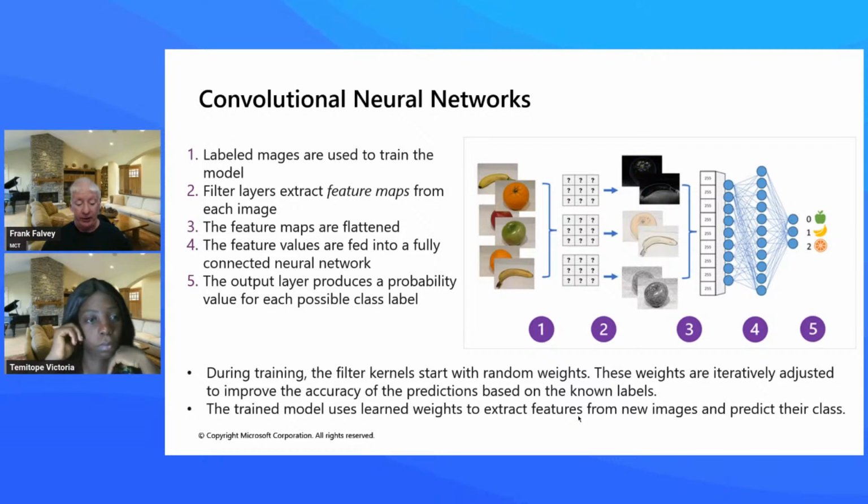So the following diagram shows how a CNN for an image classification model works. Number one, images with known labels, for example, 0 apple, 1 banana, 2 orange, are fed into the network to train the model. And number two, one or more layers of filters.